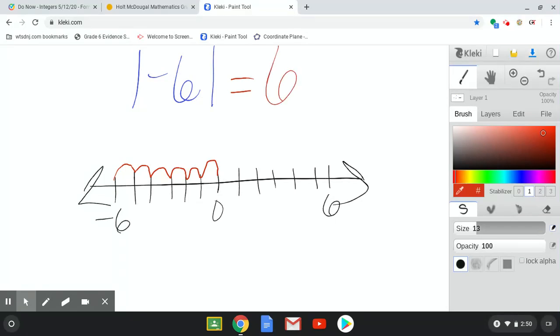All right, so if we wanted to know what the absolute value of 6 was, not negative 6, just 6, we would go to our positive 6 and count how many units it is to get to 0. 1, 2, 3, 4, 5, 6. So the absolute value of 6 is 6. And we know that they have to be positive because absolute value has to be positive. All right, so let's practice a few more problems.